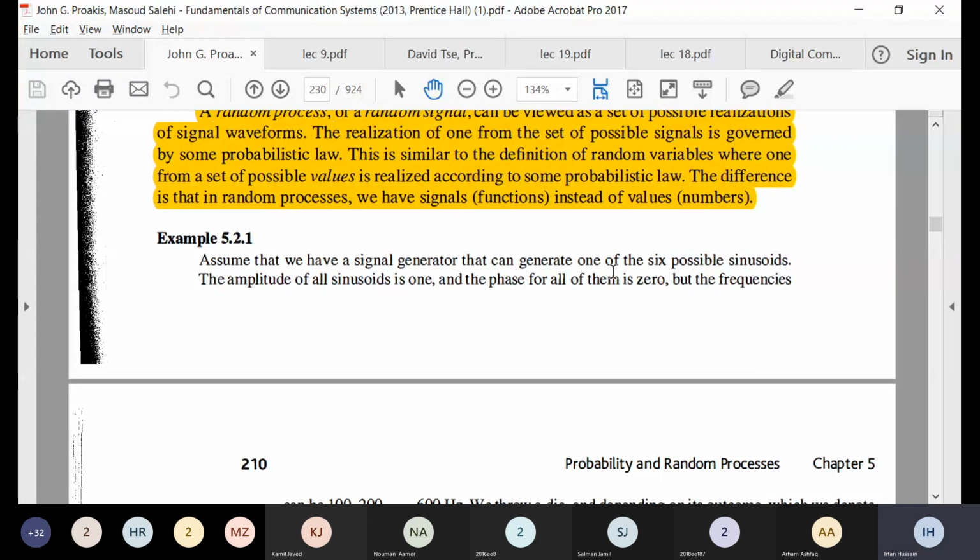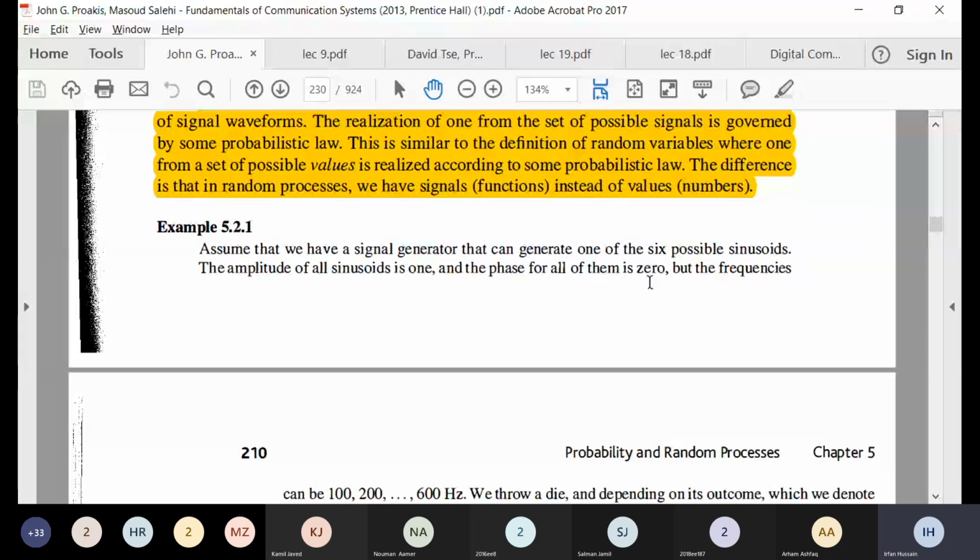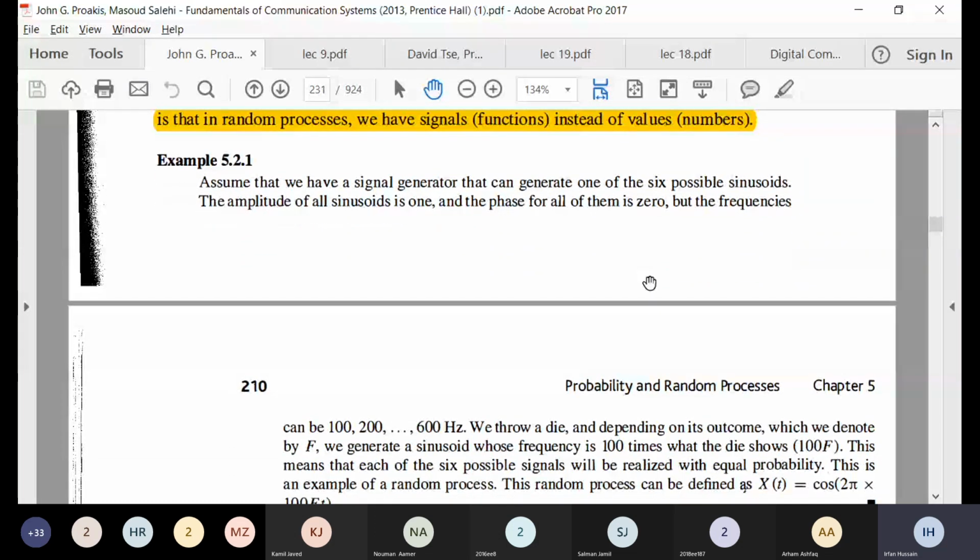That can generate any of the six possible sinusoids. All right. Amplitude of all sinusoids is 1. The phase for all of them is 0. But the frequencies could be 100, 200, up to 600. So they have been mapped to a dice.